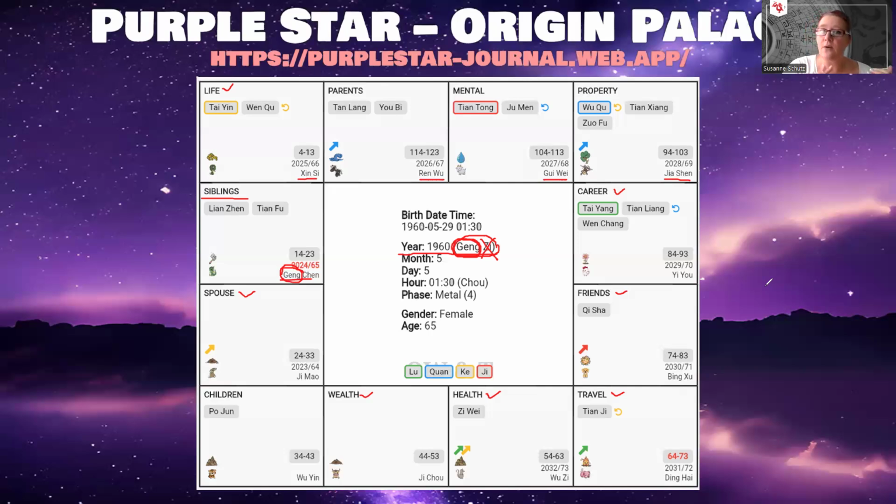Now, if we're reading the chart of a child, then the career palace refers to academics. So the academic results are the key drivers to determine how you advance in life. What course you take next, or what study path you take, if at all. So as a child, we look at this as the academic palace.